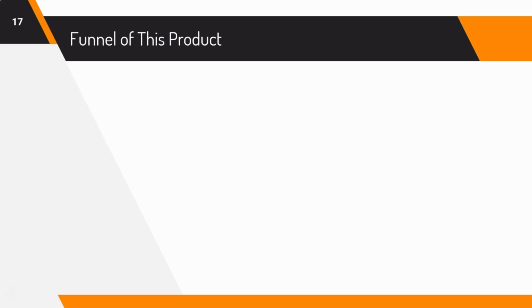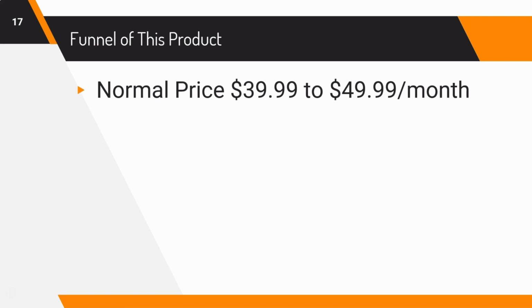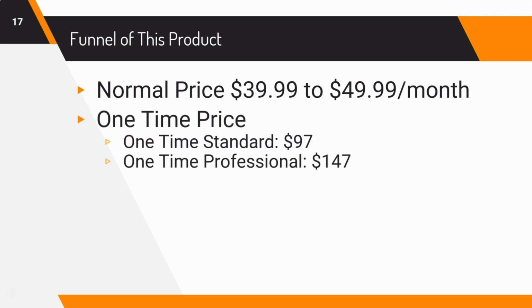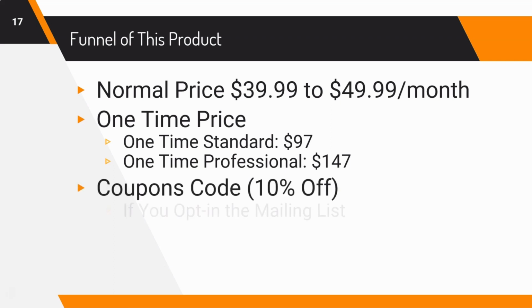So the funnel of this product was: the normal price is between $39.99 and $49.99. This is what you can see on the website. They had a one-time price of $97 for the standard version, and $147 for the Pro one. The Pro gave all the things like the analysis tool, and collaboration with other people who also need a version of the software. They cannot just get the login to be able to collaborate.